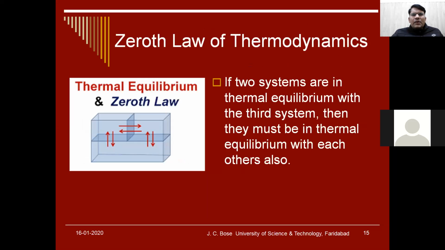The zeroth law of thermodynamics is not part of your syllabus, but we have made the statement that if two systems are in thermal equilibrium with the third one, then they must be in thermal equilibrium with each other also. So if two systems are in thermal equilibrium with the third one, then definitely these two systems will also be in thermal equilibrium with each other.